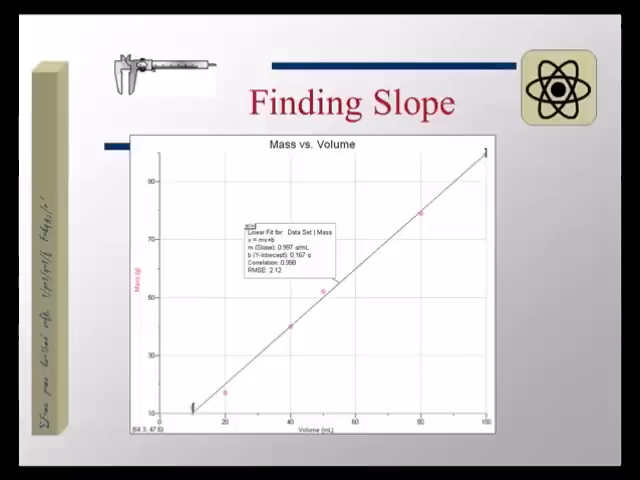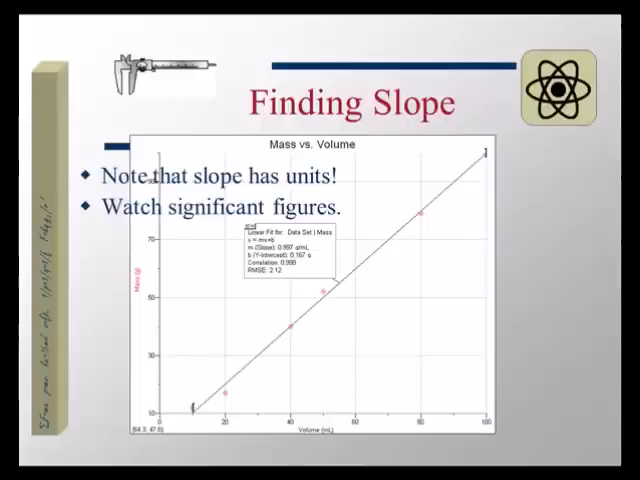Does anybody get 0.997 for theirs? It'd be really strange if you did. It's very close to 1. Slope has units. Watch significant figures.